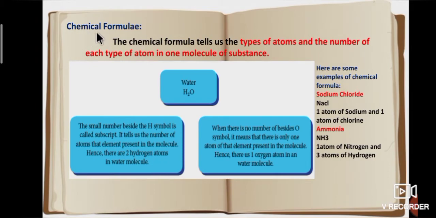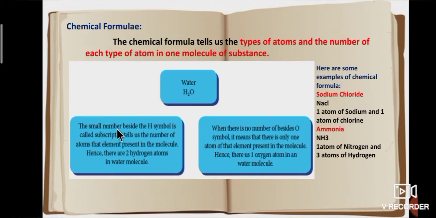Now we are going to study chemical formulae. The chemical formula tells us the types of atoms and the number of each type of atom in one molecule of a substance. Example, water. The chemical formula is H2O.